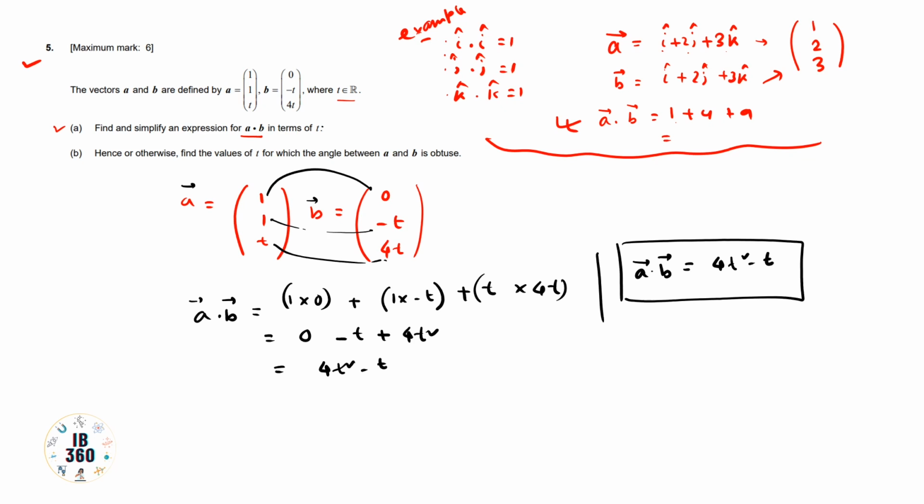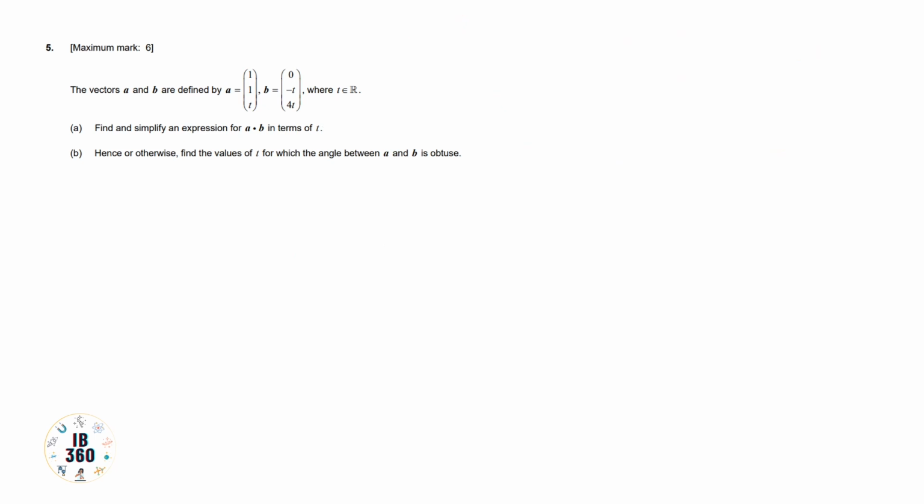Now we will move towards the second part of this problem. Hence or otherwise, find the values of t for which the angle between A and B is obtuse. This thing is very important. The angle between these two vectors is obtuse. Now just see one theoretical part. We know that this is all, this is sine, this is tan, and this is cos. For these four quadrants, if the angle is theta, according to the quadrant in which theta lies, the value will be positive or negative, we know that.